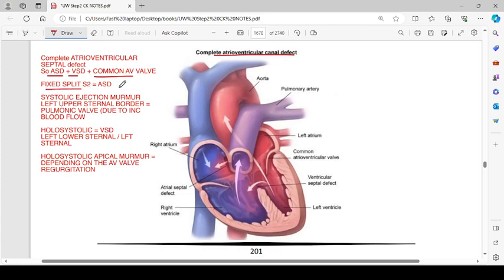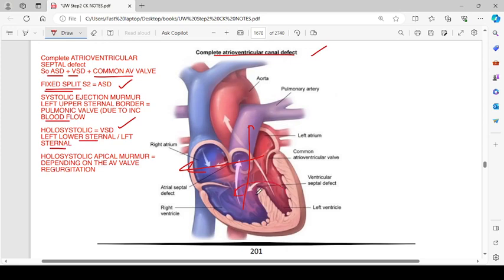Fixed split S2 is ASD. Okay, so there will be a fixed splitting. Systolic ejection murmur at the left upper sternal border is from the pulmonic valve due to increased blood flow. So there are different types of auscultative findings in the complete atrioventricular defect. Firstly, we'll find a fixed splitting because of the atrial septal defect. Secondly, a systolic ejection murmur will be present on the left upper sternal border because more blood is flowing through the pulmonic valve. A holosystolic murmur of VSD at the left lower sternal border.